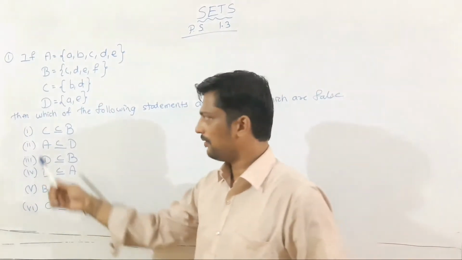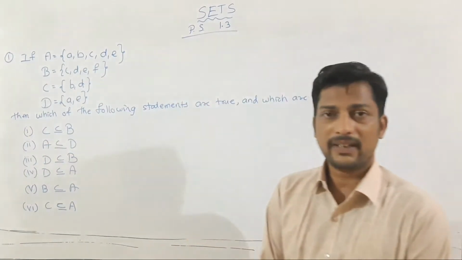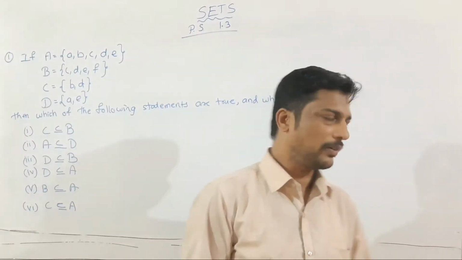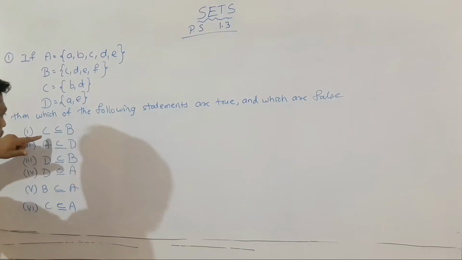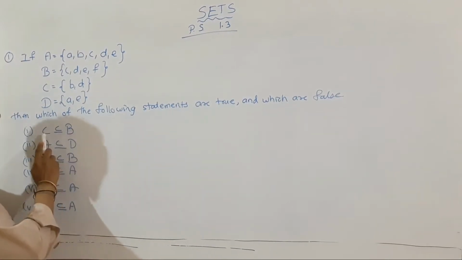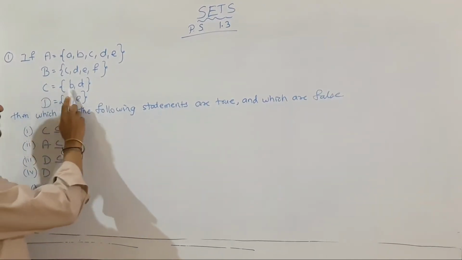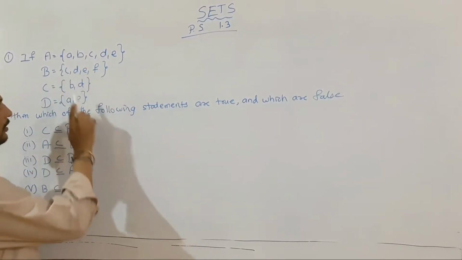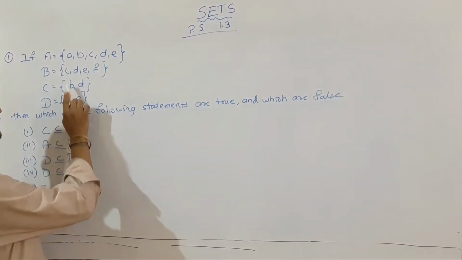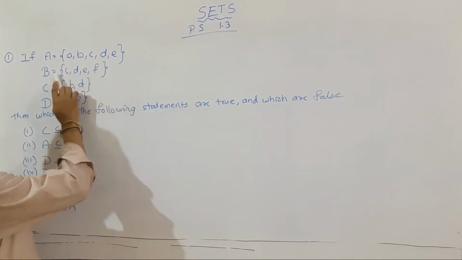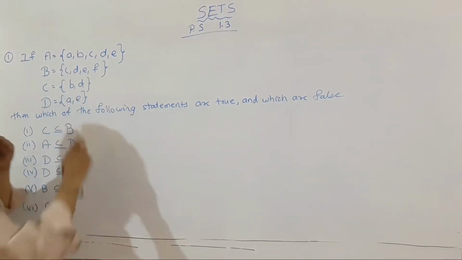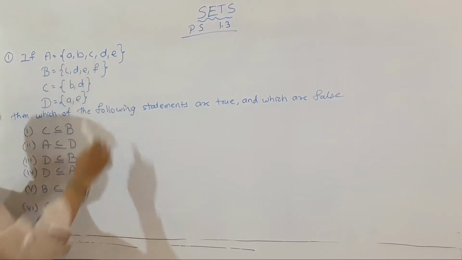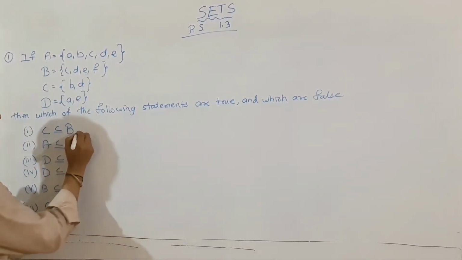Fine. Now here the first question is related to C is a subset of B. Let us check whether C is a subset of B or not. Now the set C is over here and it has 2 elements. Set B is over here, it has 4 elements. So let us check, is B present in this set B? No, it is not there. So since B is not there in set B, I am going to write this as false.